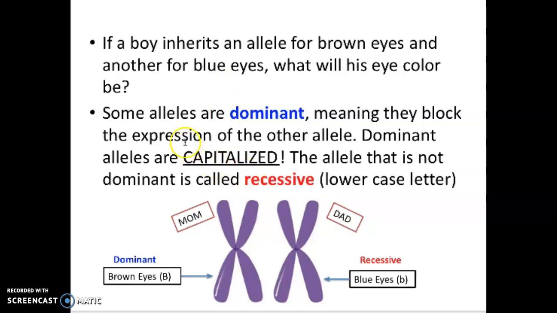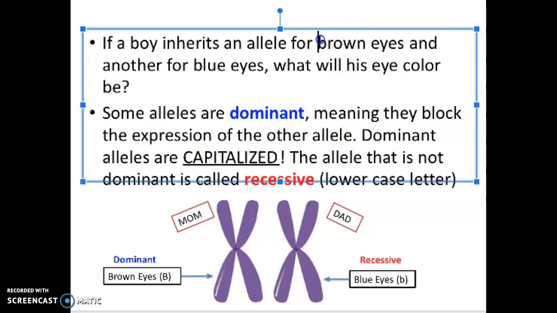So, some alleles are dominant, meaning that they block the expression of another allele. For example, if brown is dominant over blue, as long as we have a brown allele, this boy is going to only have brown eyes. So not blue eyes and not a combination of both. It's just going to have brown. Okay? So some alleles are dominant and they're going to block the expression of another allele.